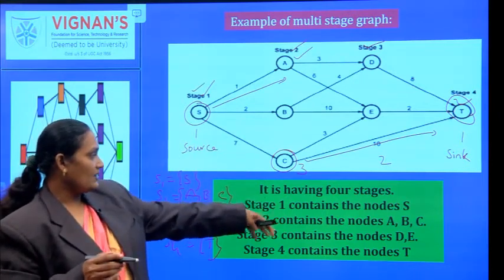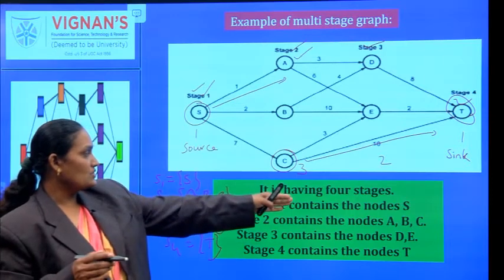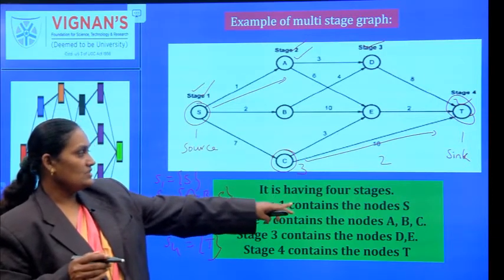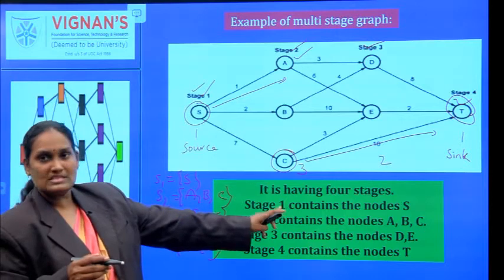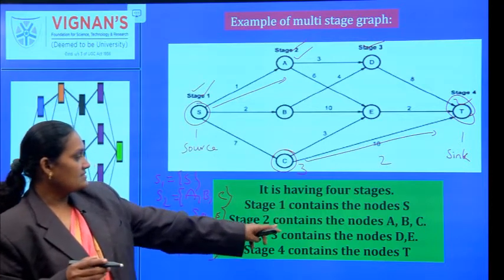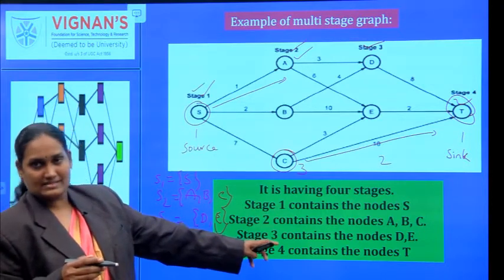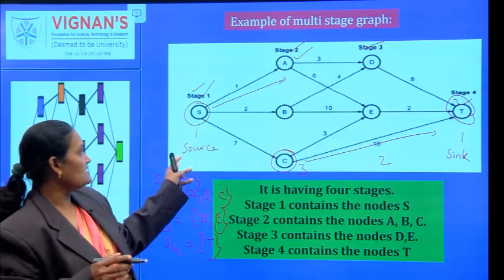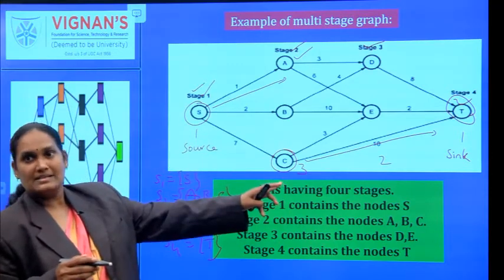It has 4 stages. Stage 1 contains the node S, stage 2 contains the nodes A, B, C, stage 3 contains the nodes D, E, and stage 4 contains the node T. Here S is called the source vertex and T is called the sink.